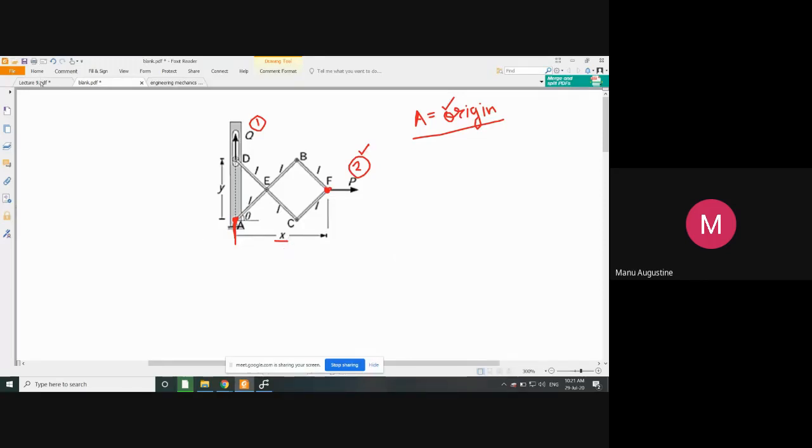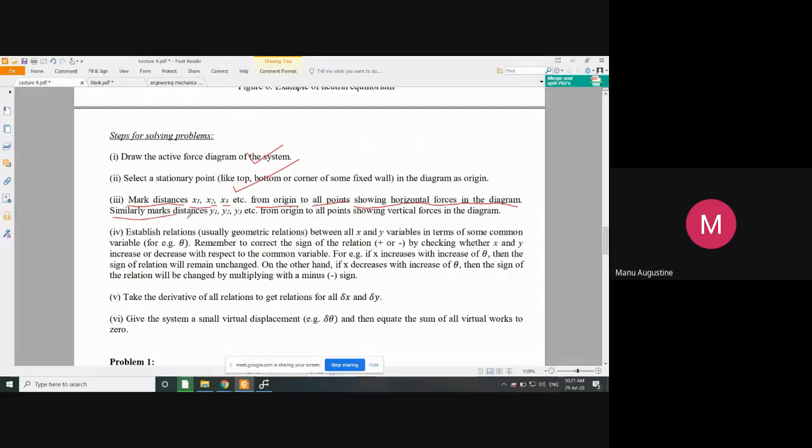And similarly, this step says mark distances y1, y2, y3 from the origin to all those points showing vertical forces. Now go to your figure and identify those forces which are vertical.